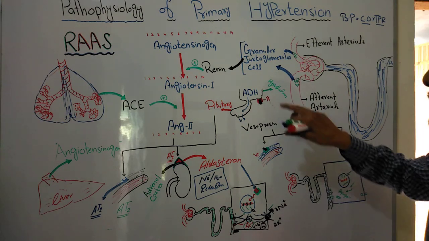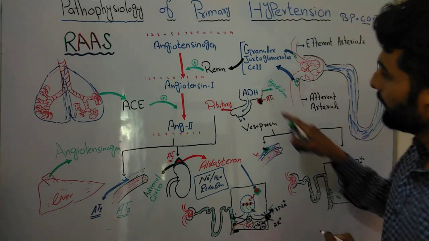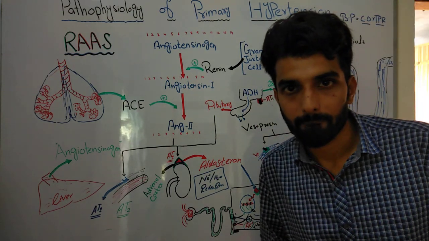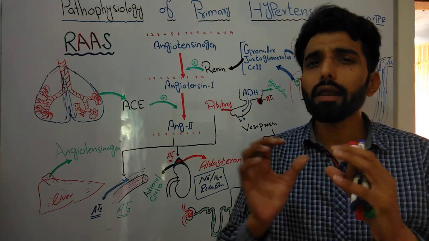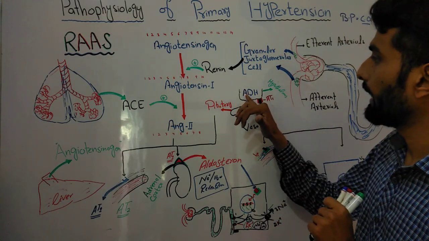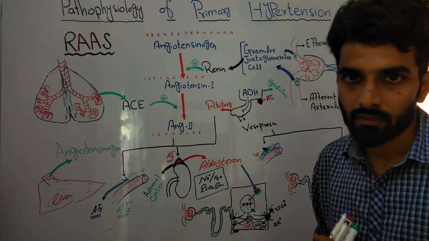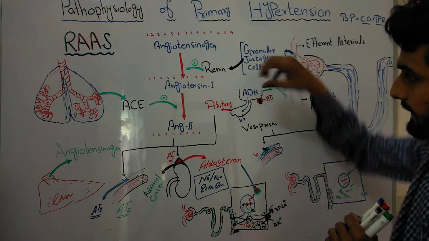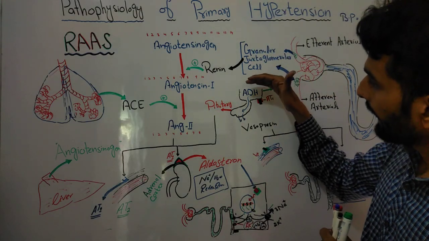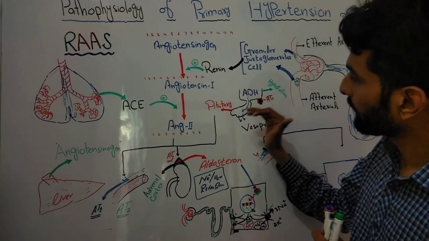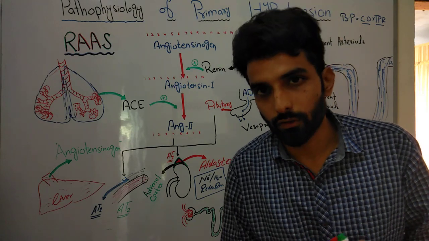Angiotensin 2 also has an AT1 receptor present on the hypothalamus. Okay, hypothalamus basically synthesizes a very important hormone that is called antidiuretic hormone, or it is also called vasopressin. But it does not release this vasopressin directly into the circulation. It synthesizes and then it releases this vasopressin into the pituitary gland, and then from the pituitary gland it will be released into the circulation.